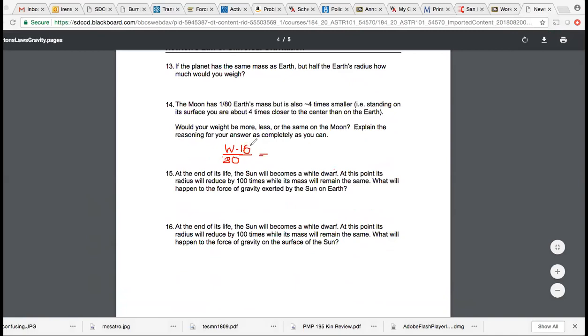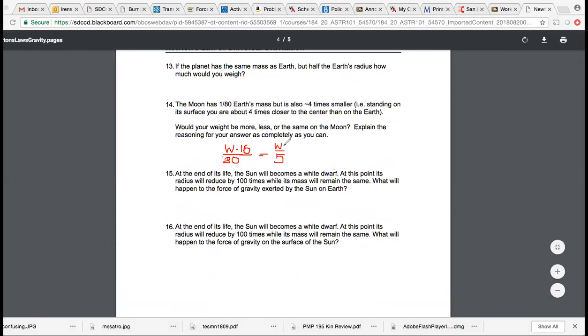So if you divide this by 8, you get 2 and then 10 here, and then you can do another 2, right? Divide by another 2, so 1 upstairs and 5 downstairs. So you would get basically that your weight would be 5 times smaller on the moon than it is on Earth. Okay. Because of that combination.